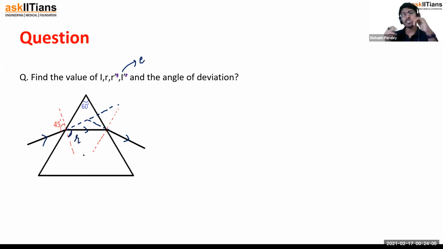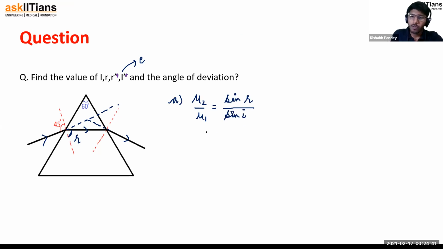And how to establish a relation between angle of incidence and angle of refraction? The first thing is the angle of incidence. Find the value of angle of incidence. For the angle of refraction, Snell's law will be used, right? That is mu2 by mu1 is equal to sine r by sine i.